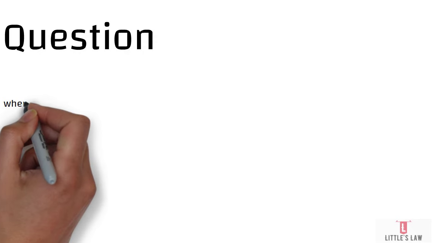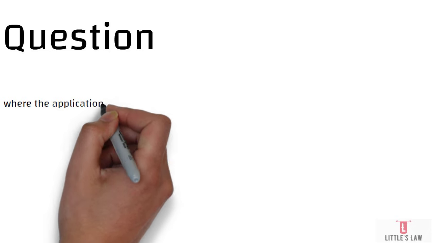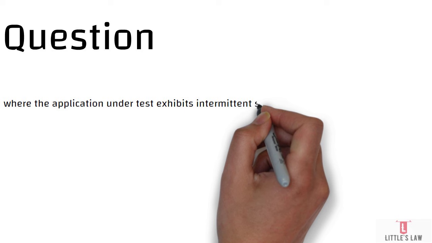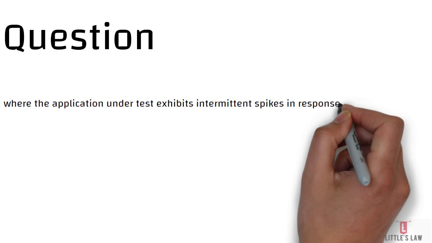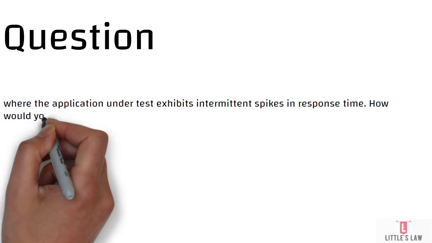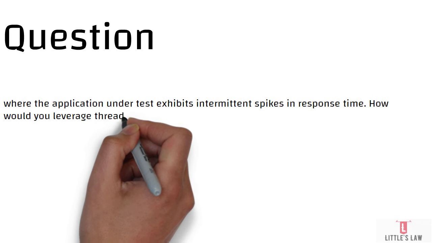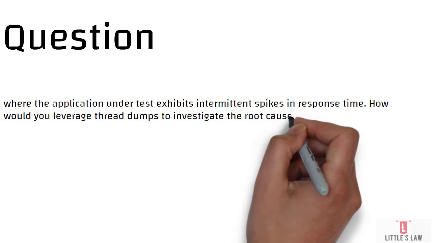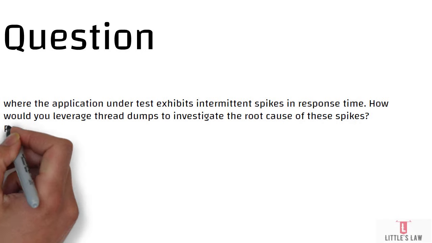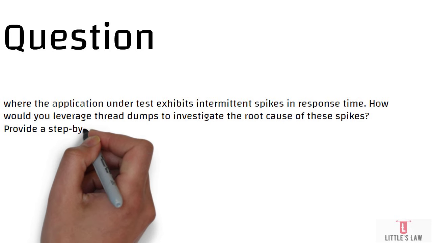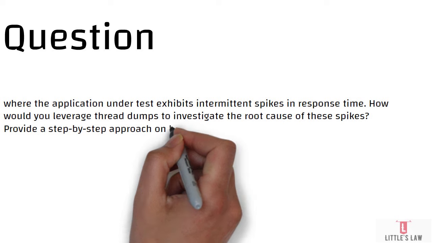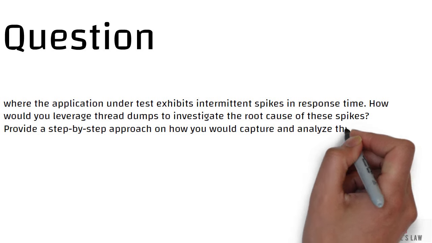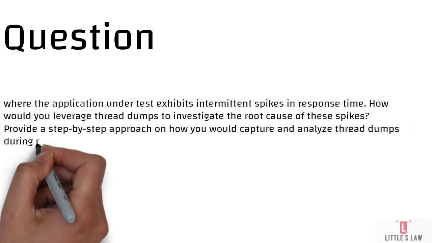So the question is, imagine you are in a situation where your application under test is exhibiting intermittent spikes in response time, which is, you are observing spikes in your response time during the test. So how will you leverage the thread dumps to investigate the root cause of these spikes, or how would you do a root cause analysis? And as part of this, you must give a step-by-step approach on how you would capture and analyze the thread dumps during peak load periods. And on top of it, you should explain the key indicators you would look into in the thread dumps to identify any potential source of performance anomalies and how you would propose solutions to mitigate these issues.